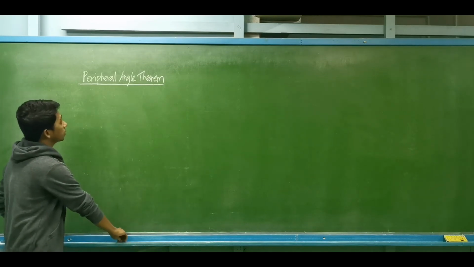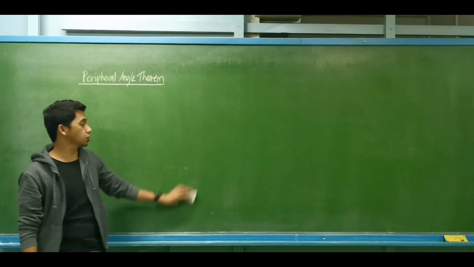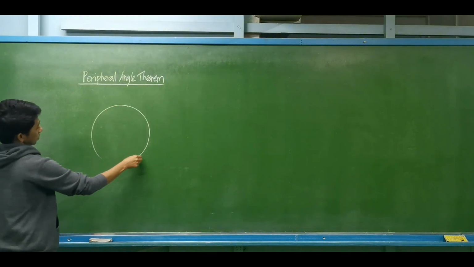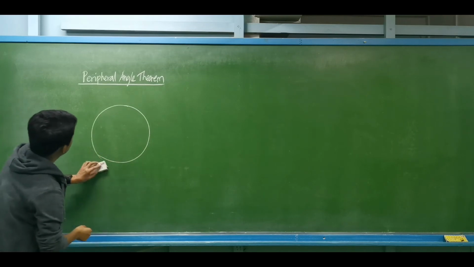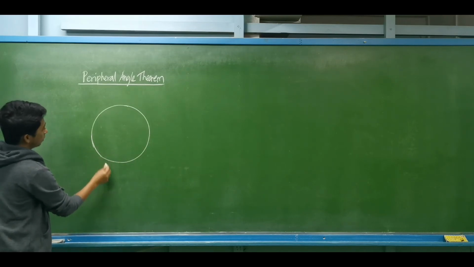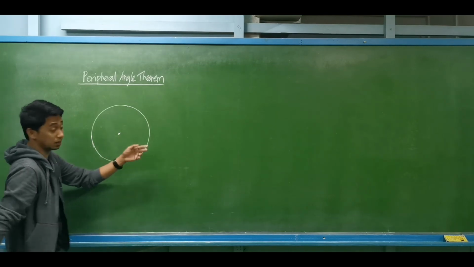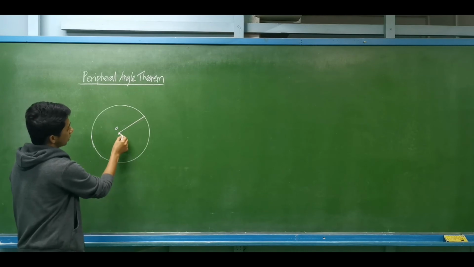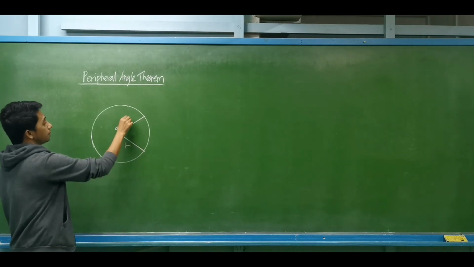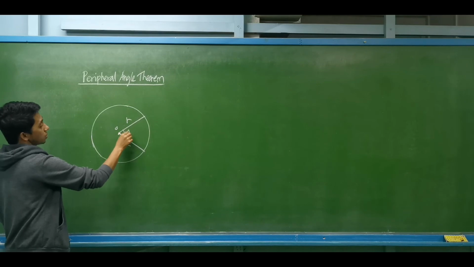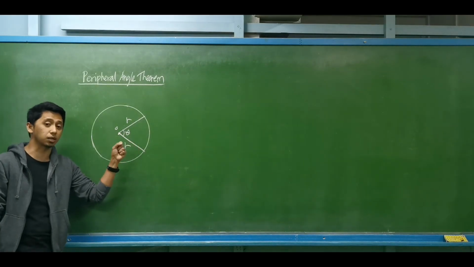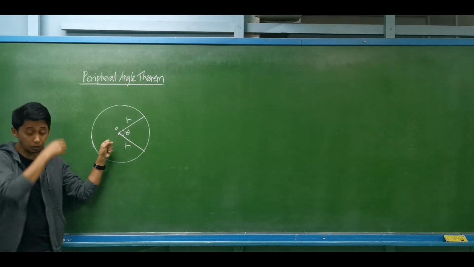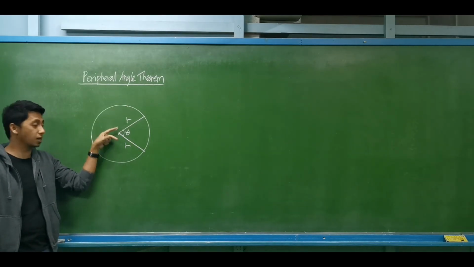Okay, next na pag-usapan natin is the peripheral angle theorem. So, for example, we have a circle. Mula sa circle, for example, kung gagawa tayo ng angle mula sa center, so let's say this is the center O. Kung gagawa tayo ng angle mula dito, siyempre gagamit tayo ng mga radius. So let's say this is theta.